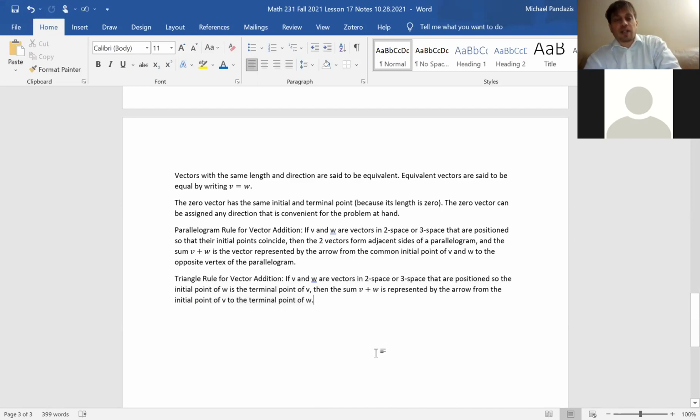If V and W are vectors in 2 space or 3 space that are positioned so that the initial point of W is the terminal point of V, the sum V plus W is represented by the arrow from the initial point of V to the terminal point of W.